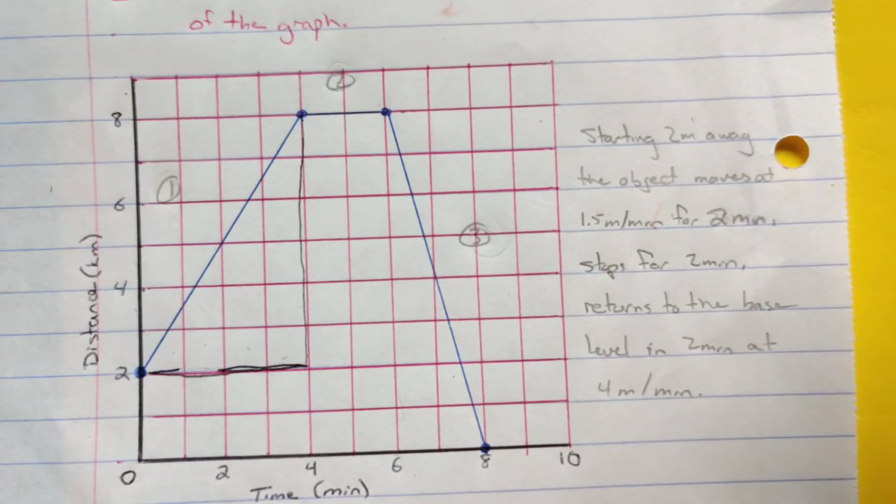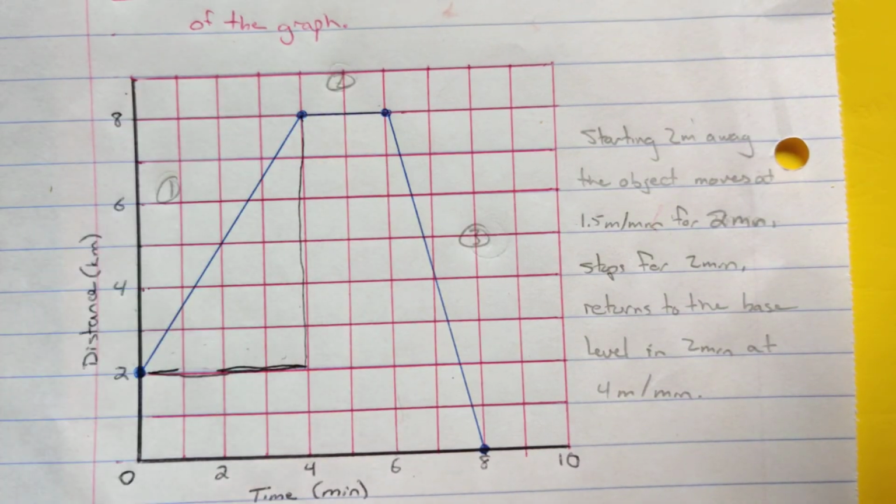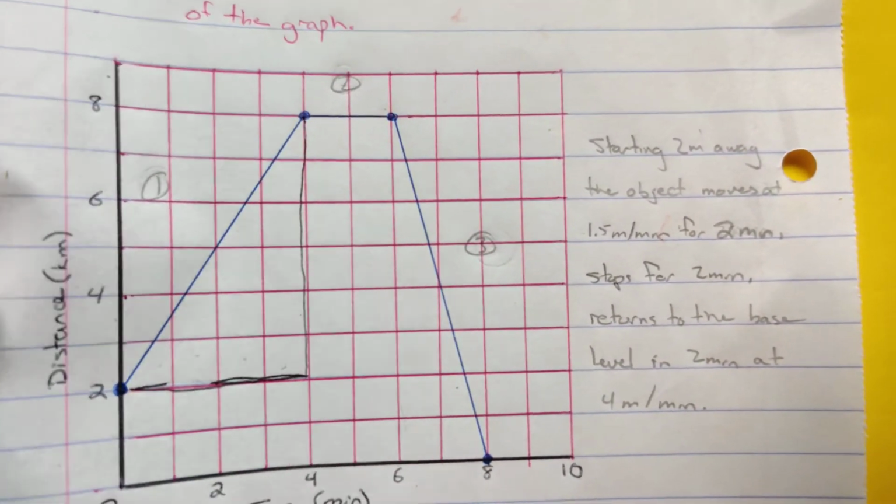So again, not all linear graphs need to be just the one line. It could be broken up if the situation calls for it.